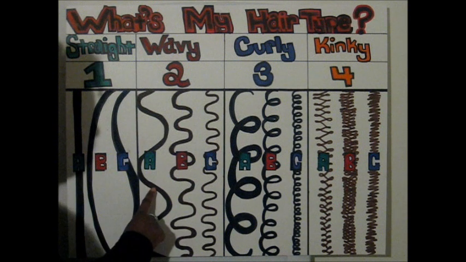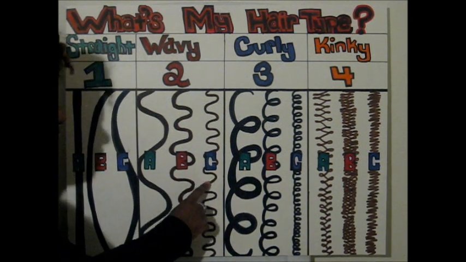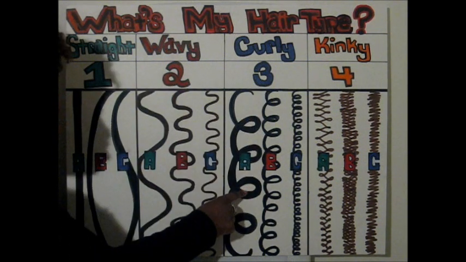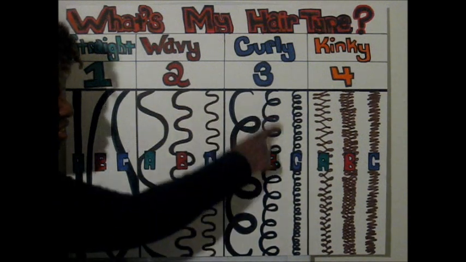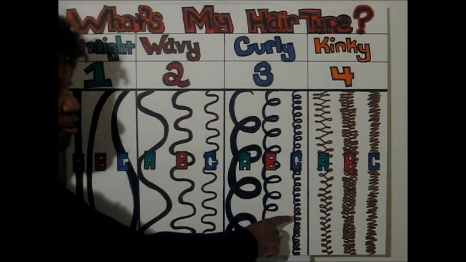This is less curly or less wavy, this is more wavy, this is the most wavy of an S-shaped wave pattern. This is the least curly of the C shape, this is the more curly of the C shape, this is the most curly of the C or O shape.